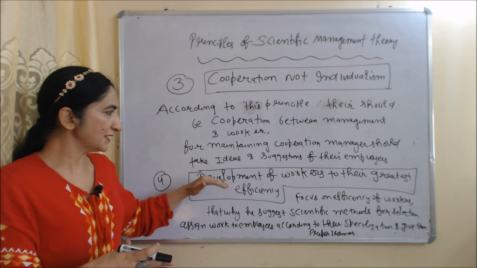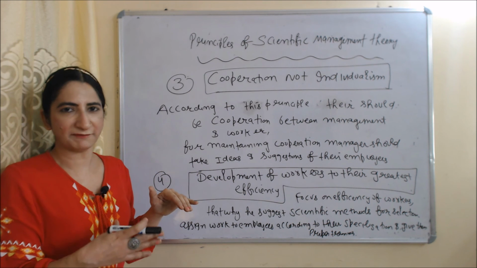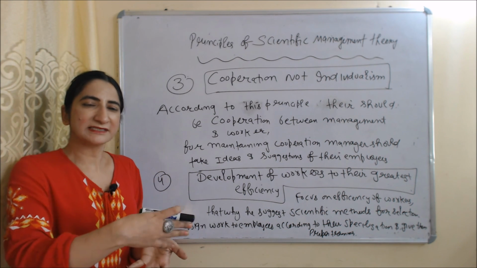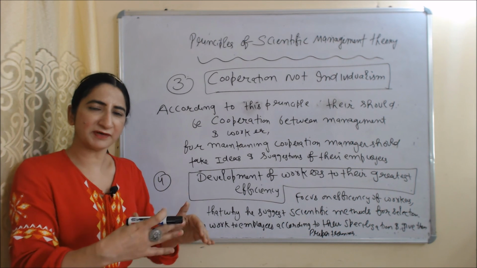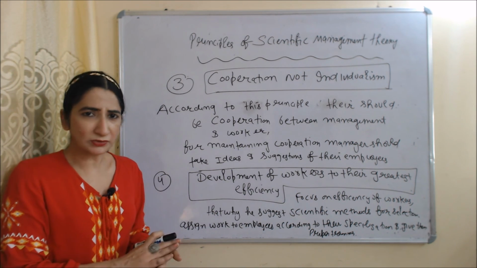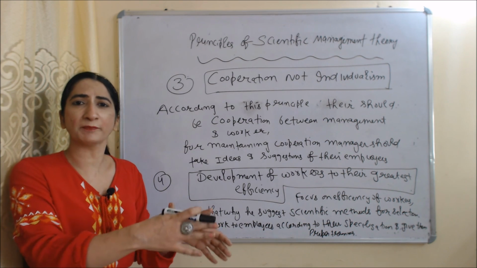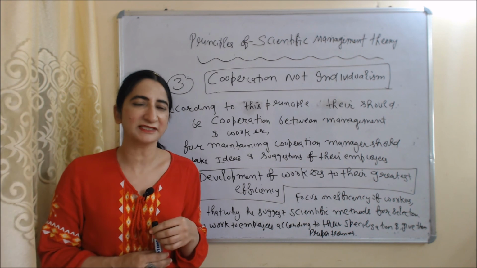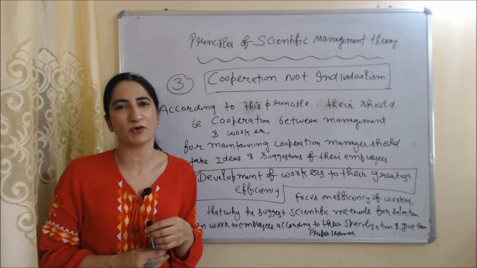Last is development of workers to their greatest efficiency. Taylor focused on efficiency of workers. That's why he suggests scientific methods of selection and assigning employees work according to their specialization and giving them proper training. So this is all about classical theories of management. I think you got it.